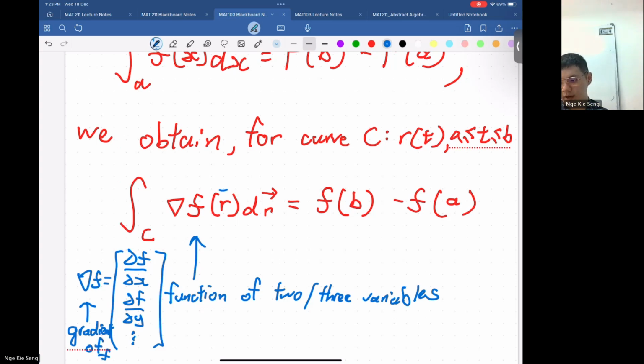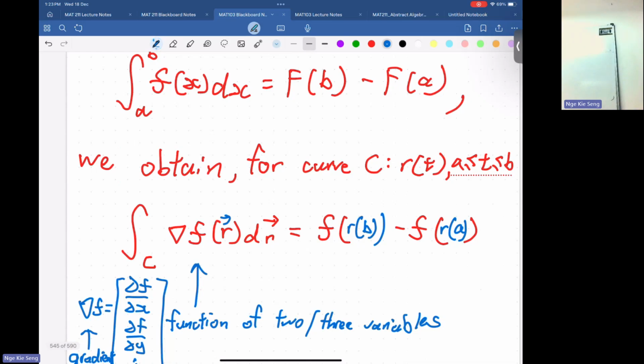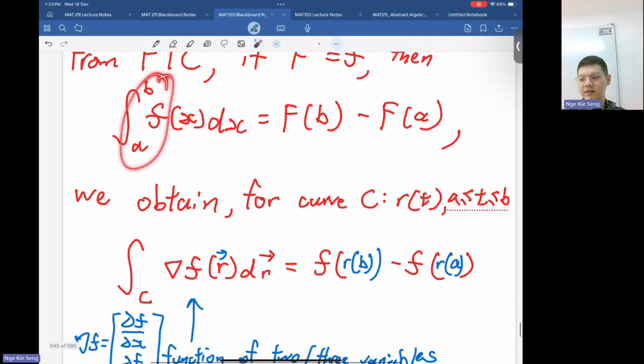Okay. Right. So how to turn b and a into a point? You just check your curve at the time b and time a. r(b) is the ending point of your curve, and r(a) is your starting point of your curve. Then this is similar to the fundamental theorem of calculus already, right? You evaluate at the upper limit minus the lower limit here, if the curve is the same.